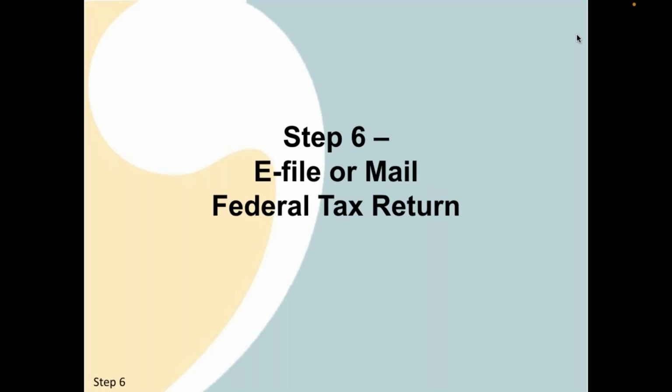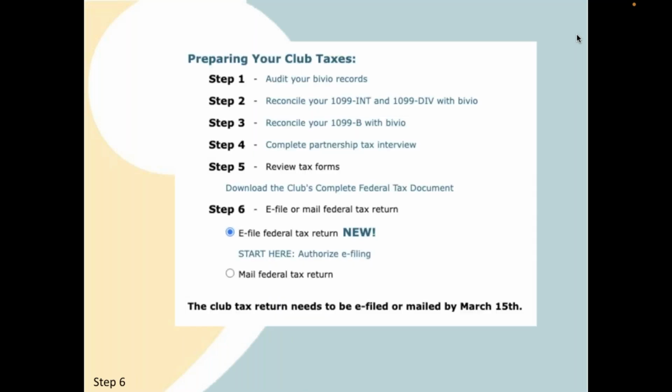And now, what we've been waiting for. Step 6 is where you choose to either e-file or to print and mail your federal tax return to the IRS. E-filing the federal return is free and included with your bivio subscription. In step 6, select one of the two choices, either e-filing or mailing your federal tax return.